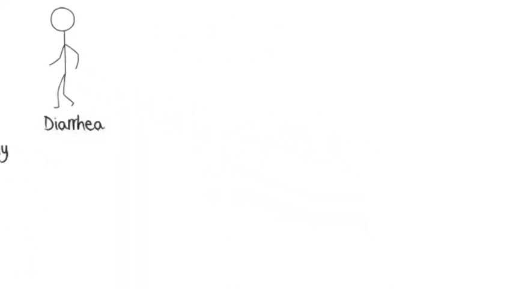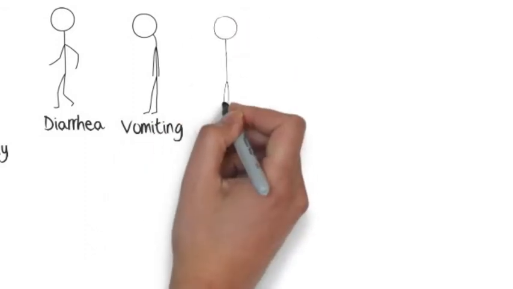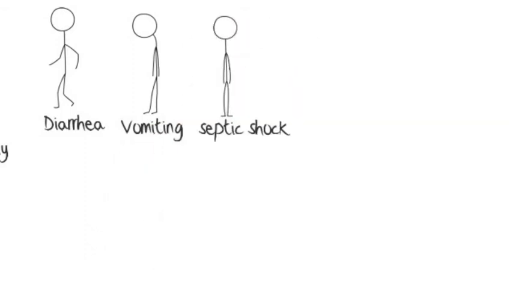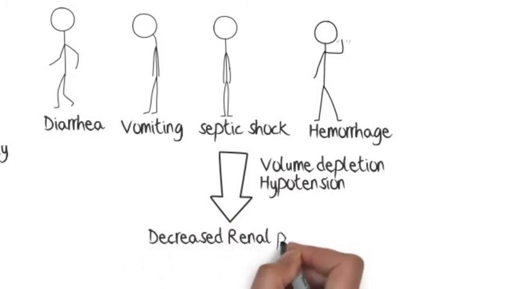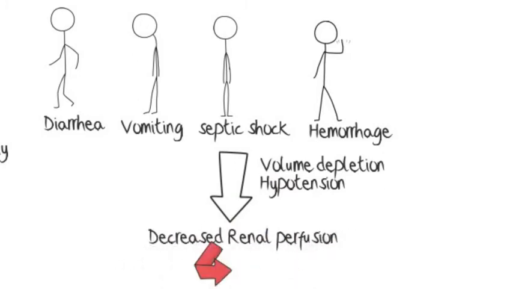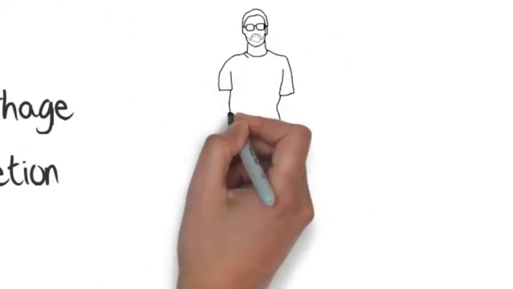This patient has diarrhea. This patient has vomiting, and here are the other two patients with septic shock and hemorrhage. In all these patients, the common thing is volume depletion and hypotension, which leads to decreased renal perfusion, which in turn leads to low GFR, which can cause acute kidney injury. This is the mechanism in pre-renal AKI.